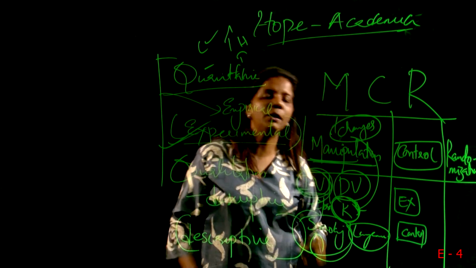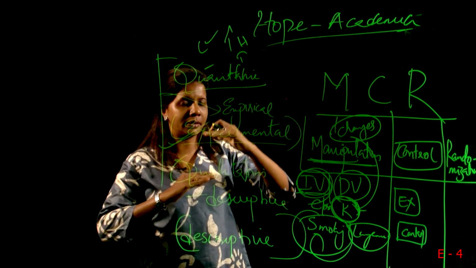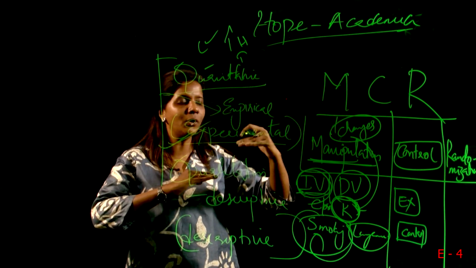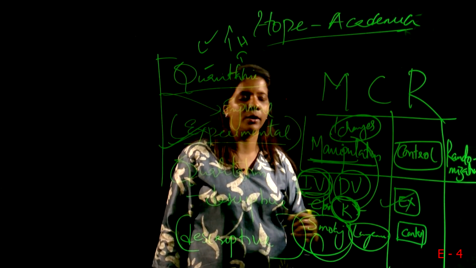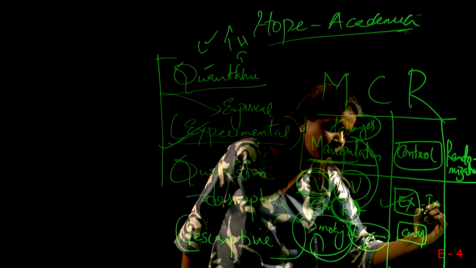Okay. The experimental group, the subjects who undergo the experiment or treatment, is called what? Experimental group. It is also called the treatment group.